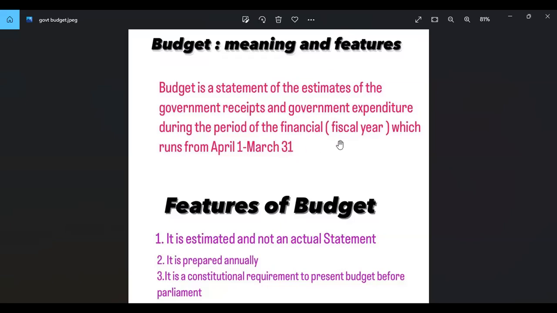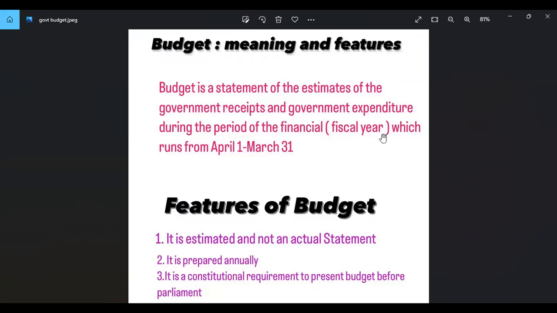Okay, so basically what government will do between April 1st to March 31st, everything is written in the budget. So this is the budget. When someone asks you what is budget, you will say budget is a statement of estimates of government receipt and government expenditure, like what government will get and what government will expend, during the period of a fiscal year, or you can say financial year.